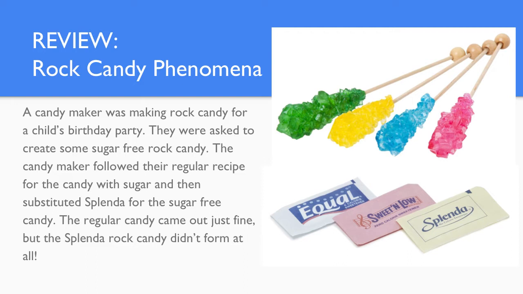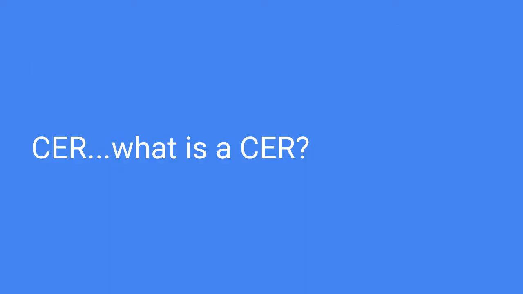Remember in this picture here, you can see that this is regular rock candy, made with regular sugar, and it came out as regular crystallized rock candy, but the kind that was made with sweetener did not work at all. Okay, so to answer this question and figure out our phenomena, we are going to be doing a CER, and this will be your big grade for this unit. Hopefully you have heard of a CER before, but we're going to review what a CER is.